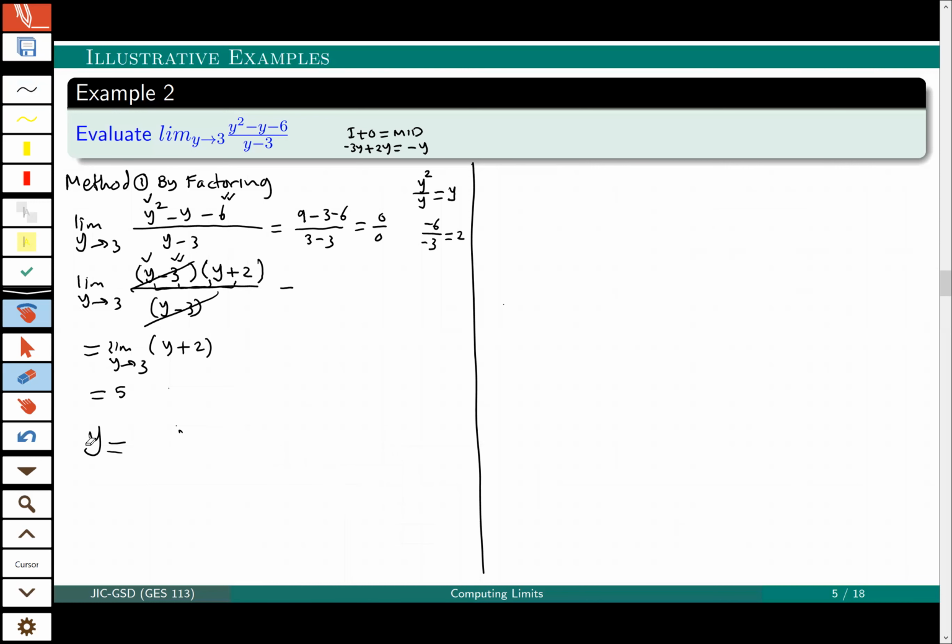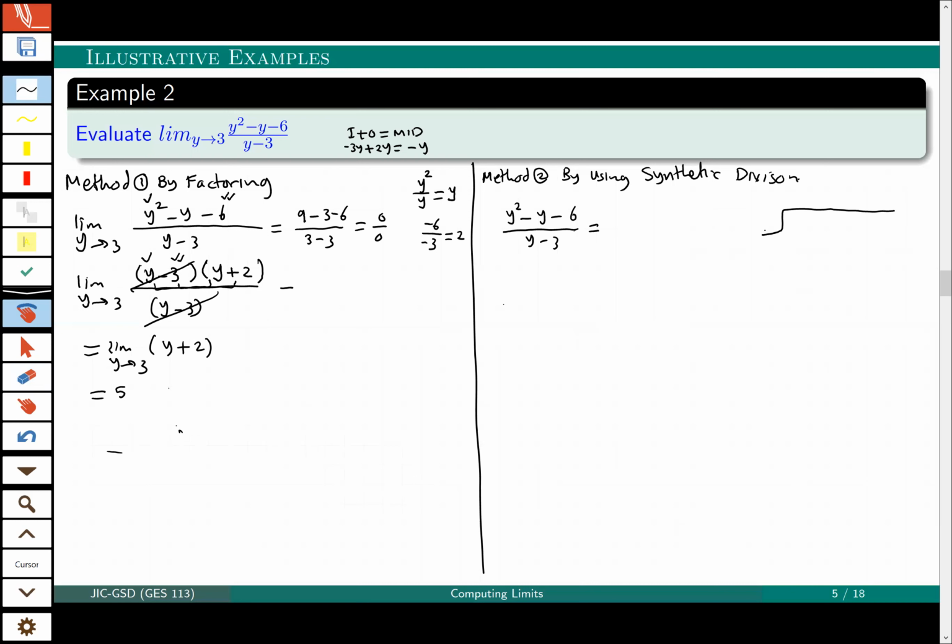That's the first method. Using synthetic division is method 2. By using synthetic division, as we said, when I divide y squared minus y minus 6 by y minus 3, I could write immediately the result of the division.